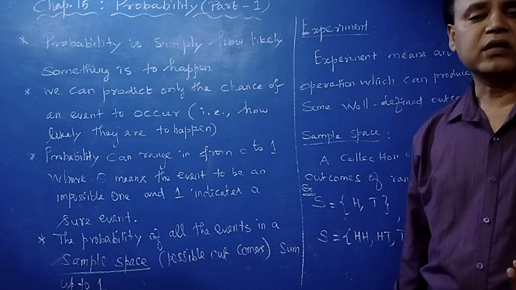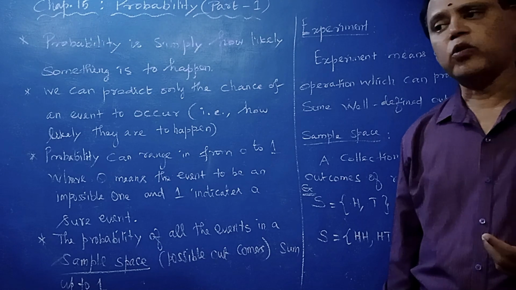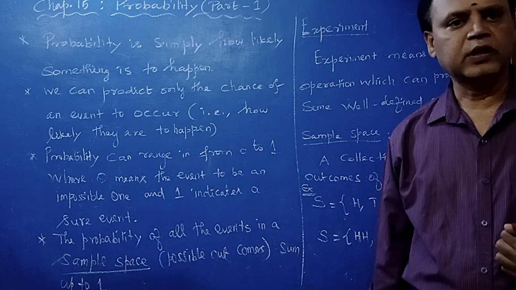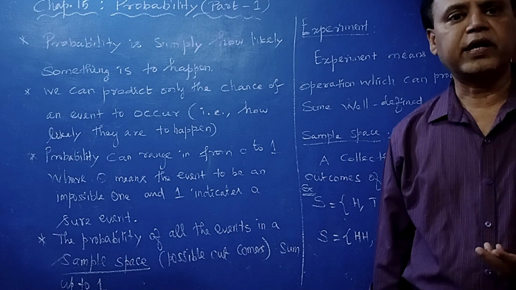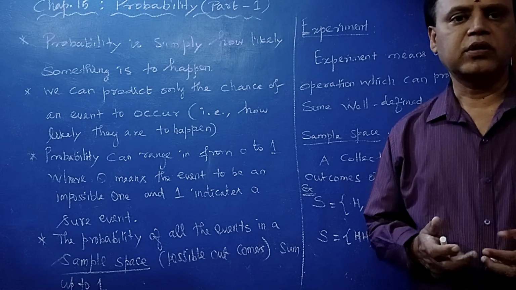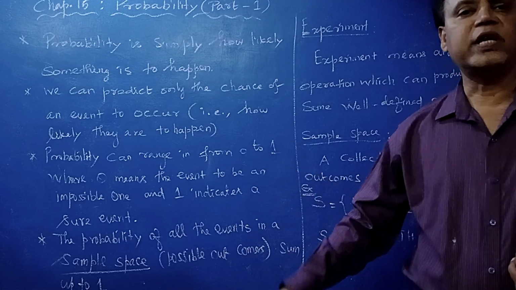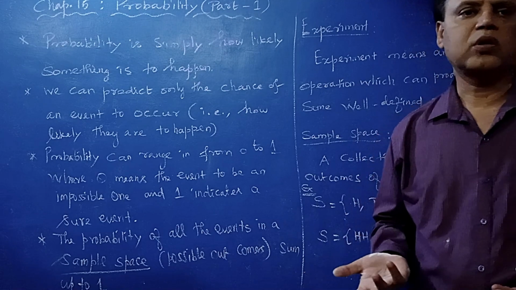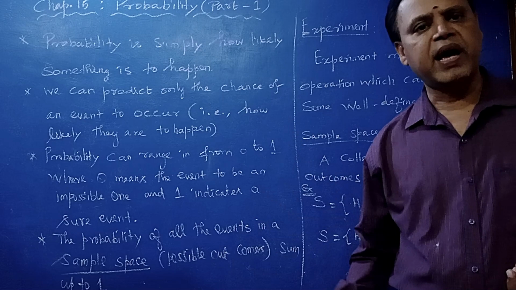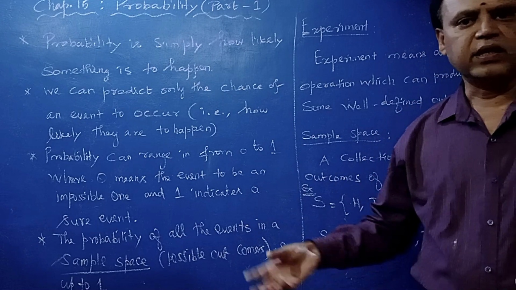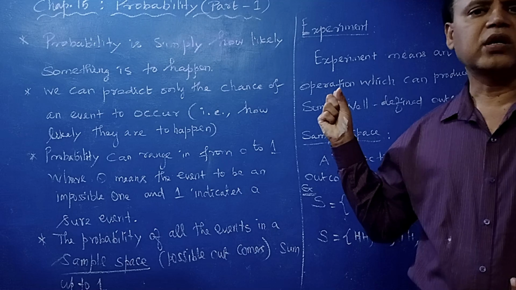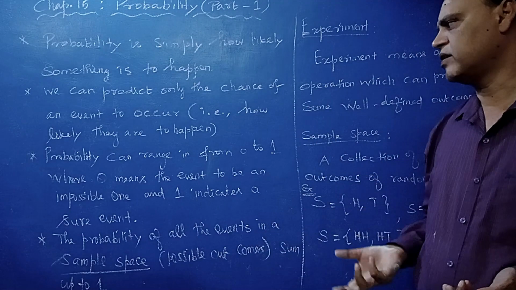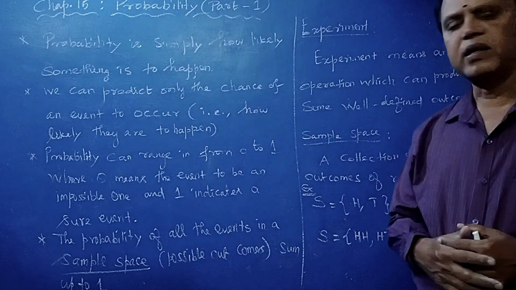Impossible event. Okay. Suppose you have a bag full of 100 apples. But your favorite fruit is orange. So you are drawing one fruit, but you will always get an apple only. Clear? There is no chance of getting orange because the bag is full of 100 apples. You are drawing one fruit, so you will get apple only. So that is an impossible event. You will not get orange. Understand?